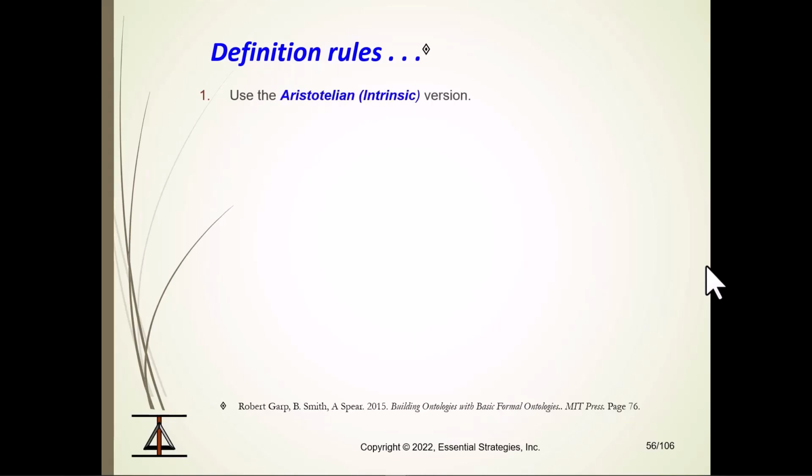Now, some academics have provided many intricate rules for clearly making the definition. Robert Arp, B. Smith, and A. Spear defined a set of rules in their book, Building Ontologies with Basic Formal Ontology. We're only going to take some of those for our purposes today. The first is to use the intrinsic version that we just talked about. Second, do not define a word in terms of itself. I'm sure you've come up with things like this. An order number is the number of an order. No.